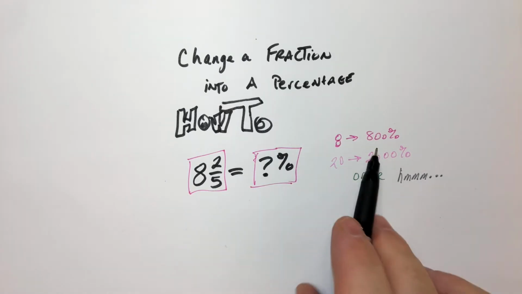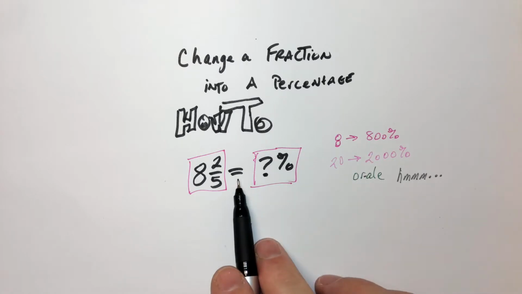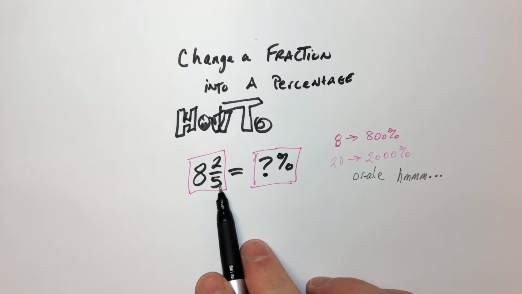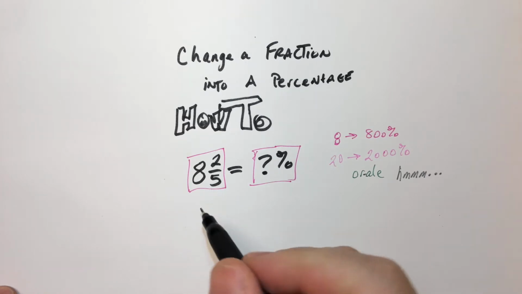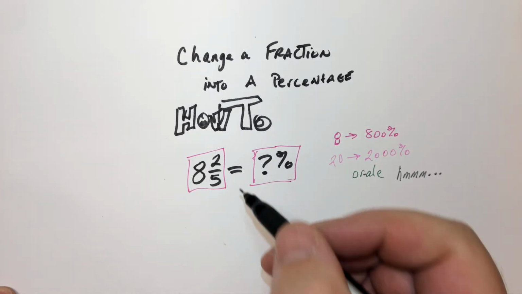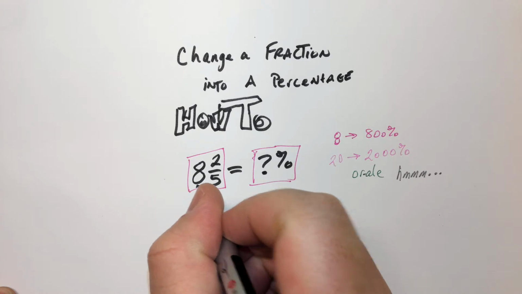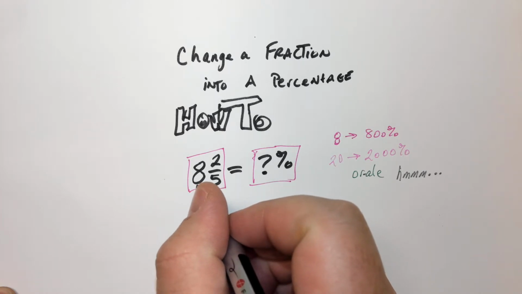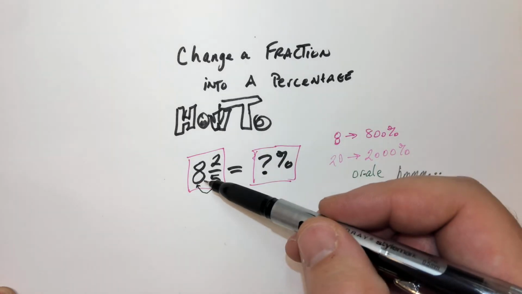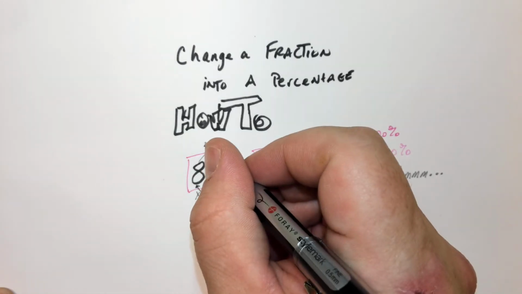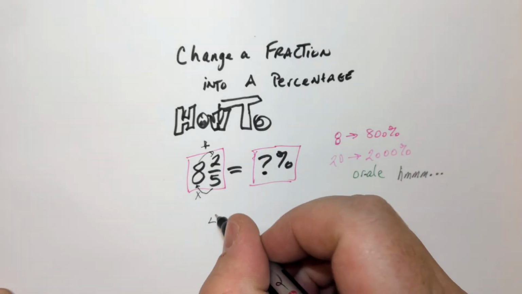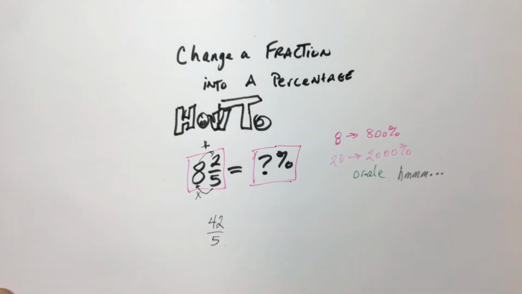So this is going to be 800% and a little more because it's 8 and then 2/5, right? So we've got a couple ways we can do it. I think the most straightforward way, Jackie, is to change this mixed number into an improper fraction. And if you remember, the way you do that is you multiply the denominator times the whole number, which would be 40, right? You multiply those, add those, that would make 42 over 5.